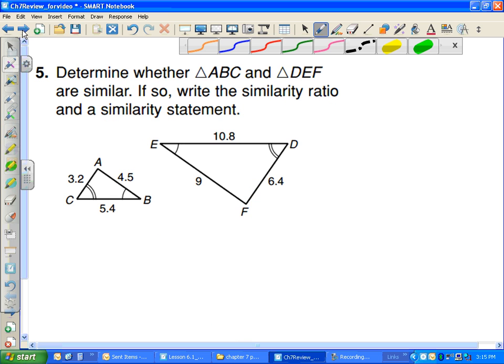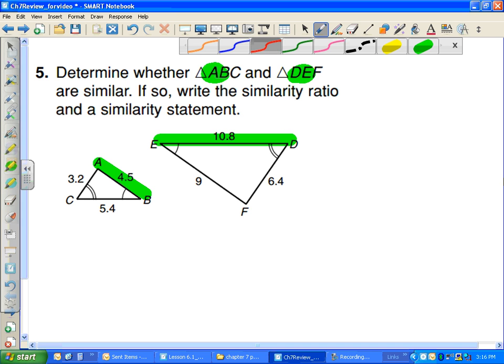Next one. Determine whether ABC and DEF are similar. If so, write the similarity ratio and the similarity statement. First of all, let me match up the sides that are similar. According to this, AB is congruent to DE.